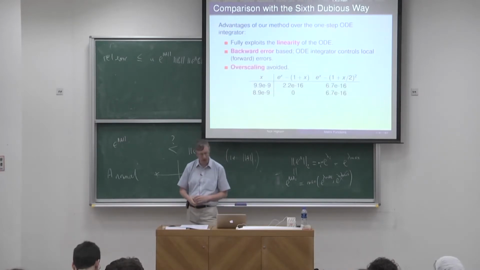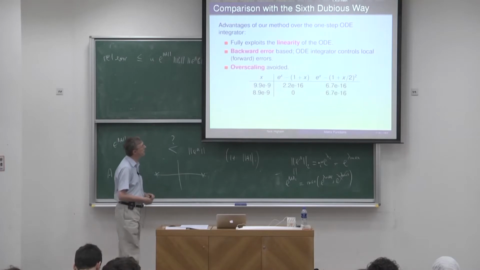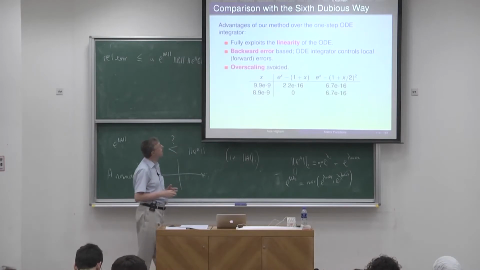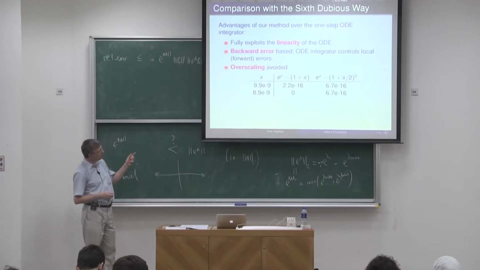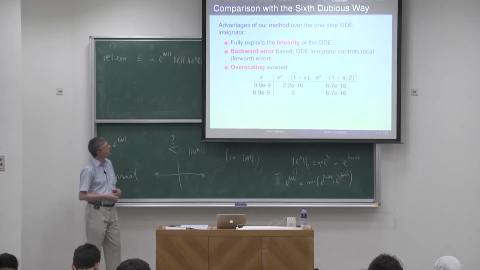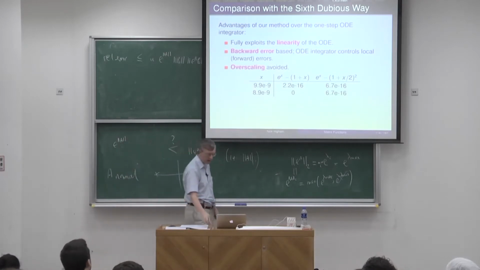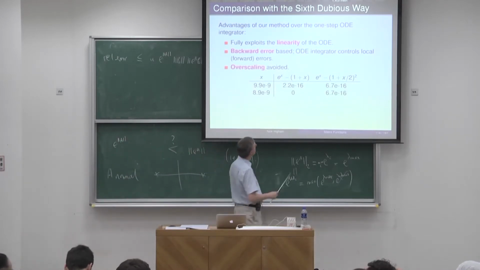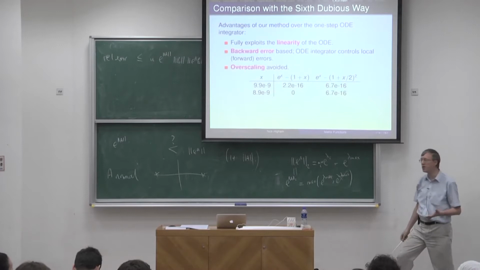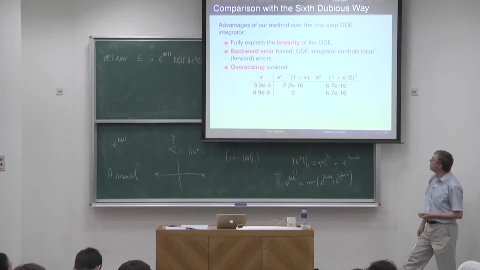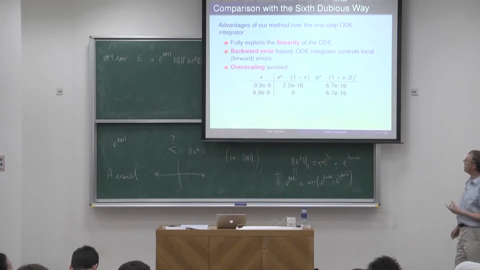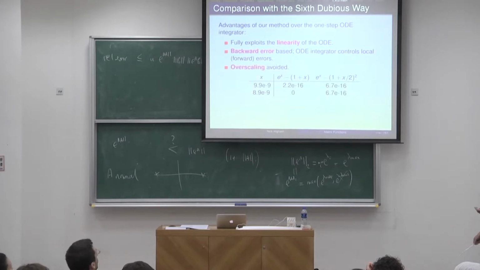So let's just compare back with the dubious way with its degree Taylor polynomial and using an ODE integrator. So I think what we've done here more fully exploits the linearity of the ODE. Moreover, this method is based on the backward error, whereas an ODE integrator is always going to be based on the local error in this integration, which is a kind of forward error. And it's much better to bound backward errors than forward errors, because the forward errors are affected by the conditioning of the problem. So our error control should be better than that of any ODE integrator.